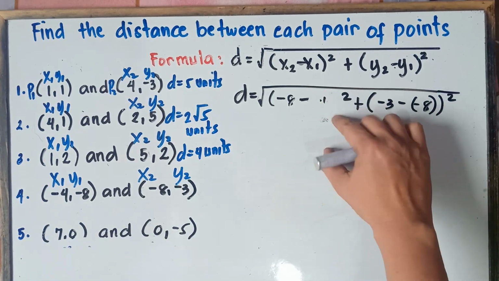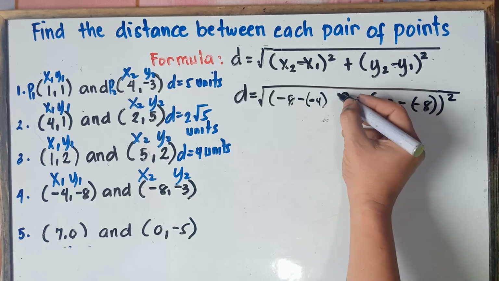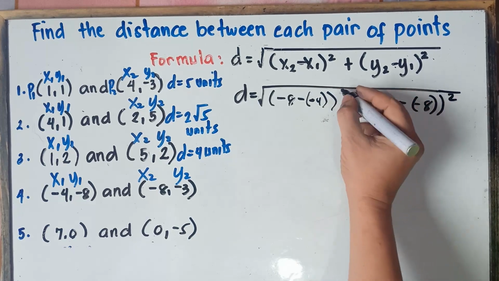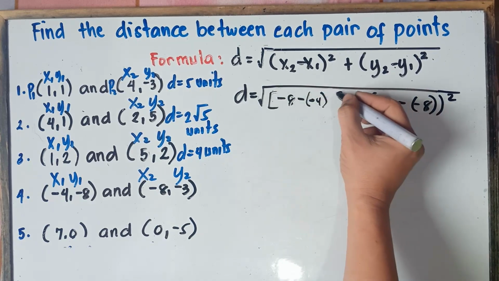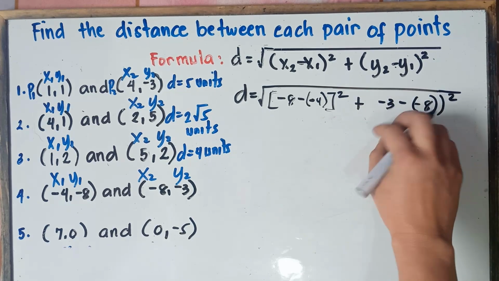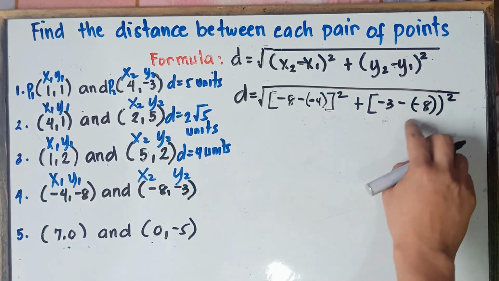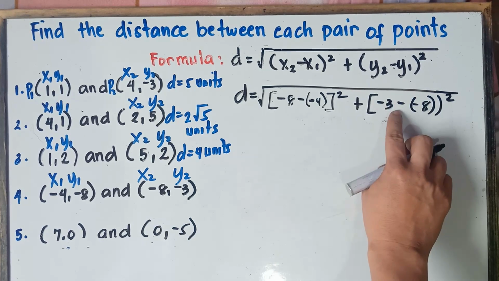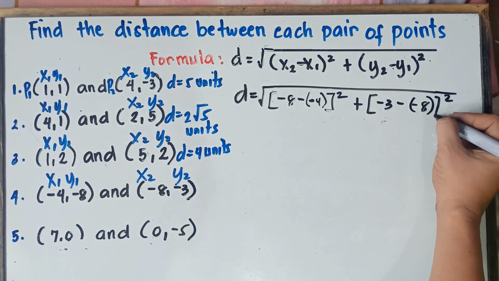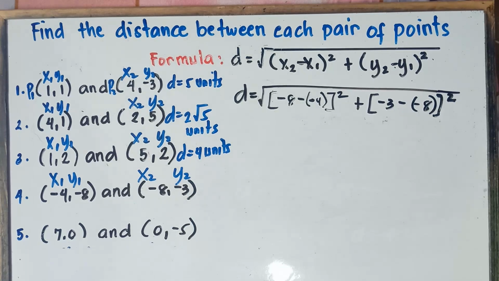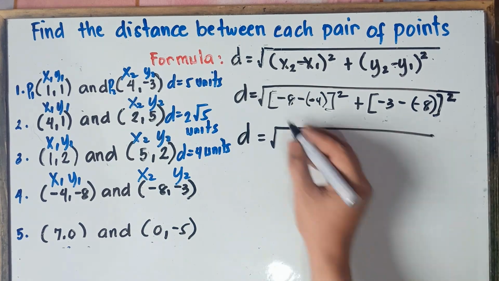Plus, let me just write this one, class. Minus and then negative 4. And then close. And then squared. So we can put brackets because we already have parentheses here. That's okay, class. Brackets, for us not to be confused. Y sub 2 is negative 3 minus. Alright, we have negative 3. Copy minus sign. And then y sub 1 is negative 8. And then we can put brackets for us not to be confused. And then squared. Alright, so copy D equals copy square root.